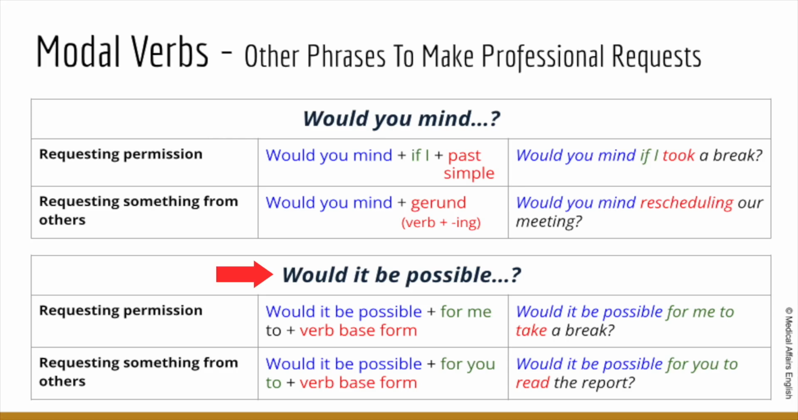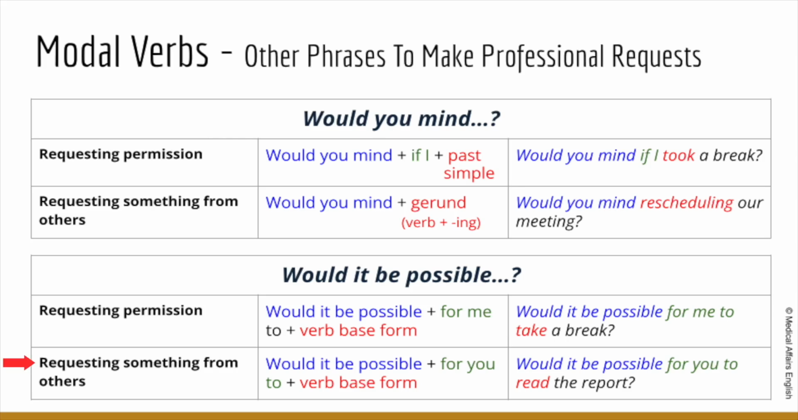Next up, we have the phrase, "Would it be possible?" to make polite requests. The structure we'll use for requesting permission is, "Would it be possible" plus "for me to" plus the base form of the verb, as used in the example, "Would it be possible for me to take a break?"